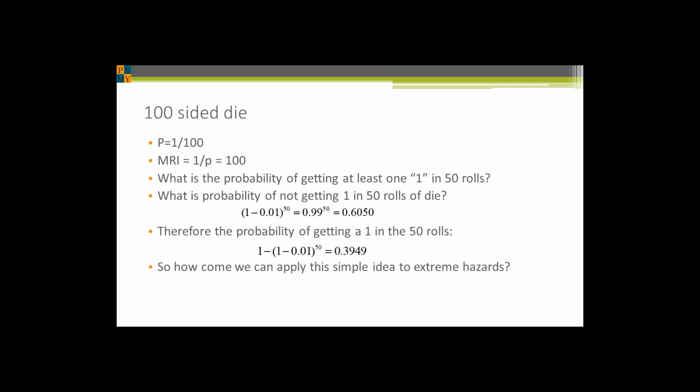This can easily be proven by assuming that the number of tosses to the first occurrence of the 1 is a geometric random variable, and then using the laws of expectation. So we have that little p, the probability of getting the 1, is exactly 1 divided by 100. The reciprocal of p is the MRI, or mean recurrence interval, which is, of course, 100.